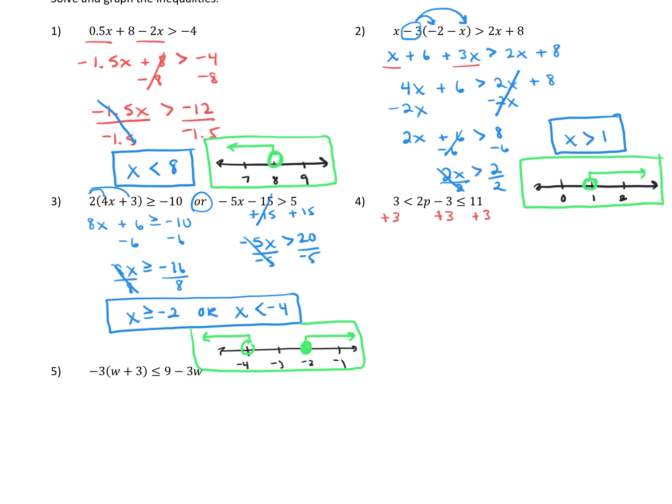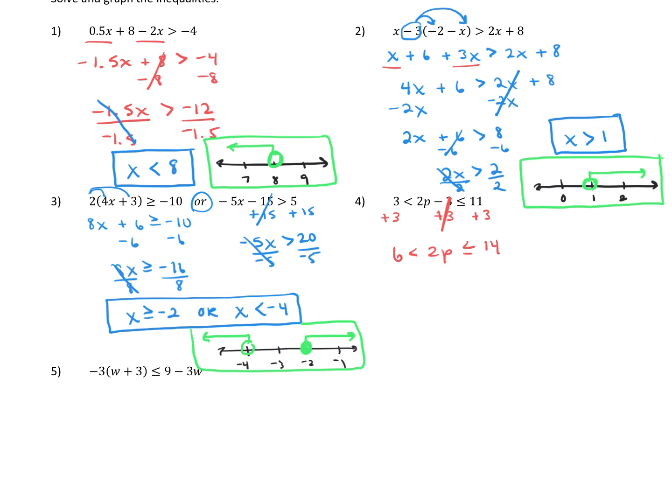This -3 plus 3 in the middle equals 0, so we cross that off. On the left, we have 3 plus 3, which is 6, is less than, I'm going to carry down the 2p, which is less than or equal to 11 plus 3 is 14. Now we go back to the middle.